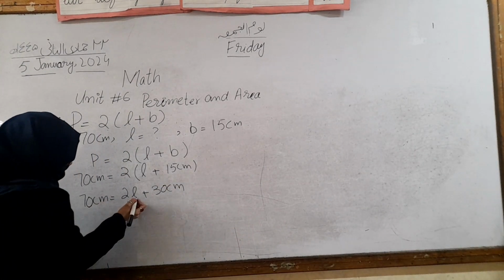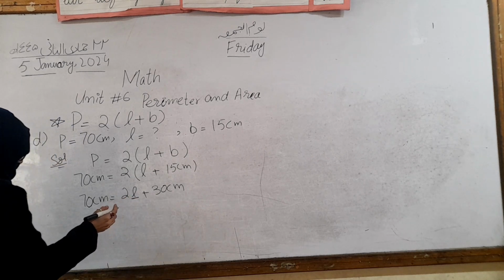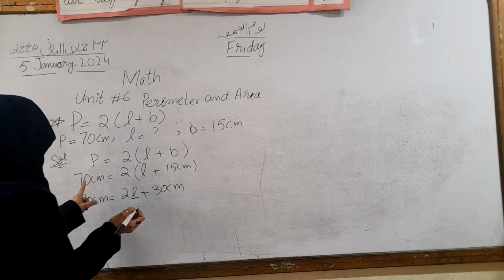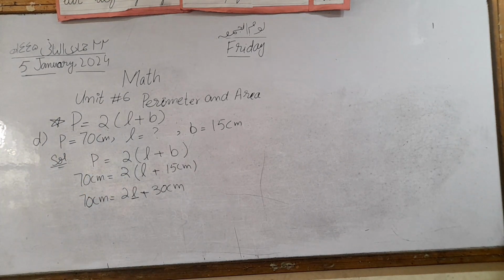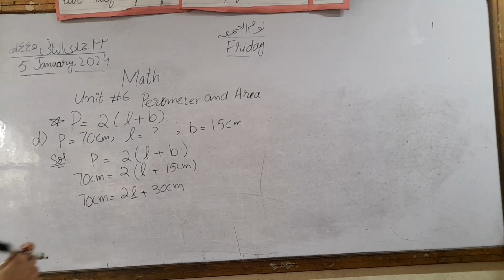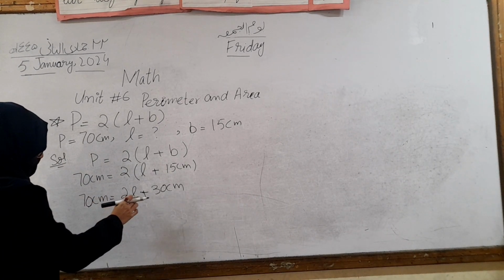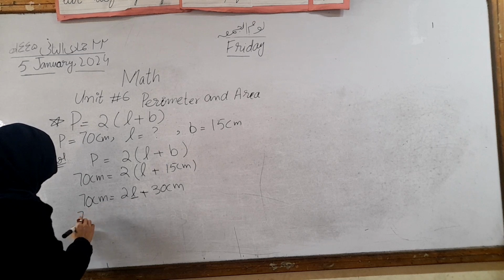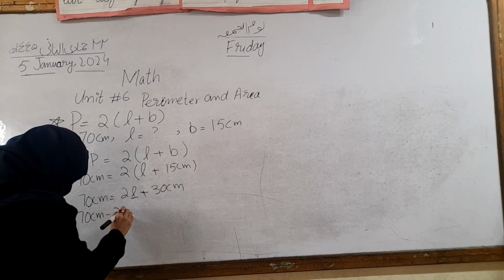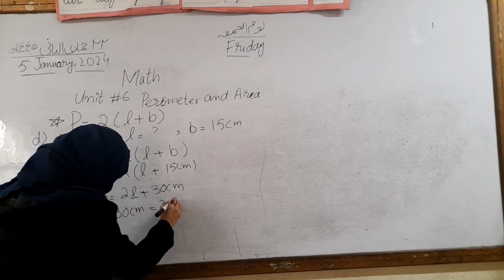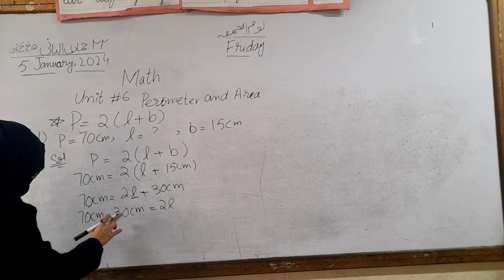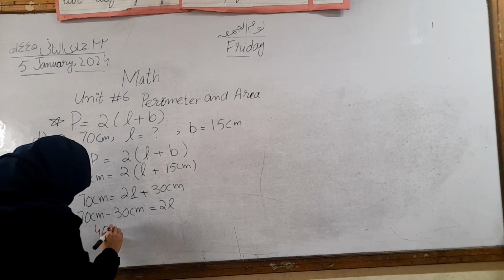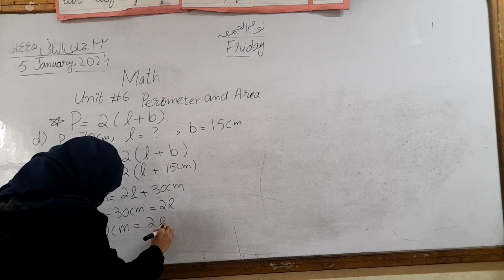Now you have to find the value of length. For that purpose, we will move 30 centimeter to the other side of the equals. 70 centimeter minus 30 centimeter is equal to 2L. 70 centimeter minus 30 centimeter is equal to 40 centimeter, which is equal to 2L.